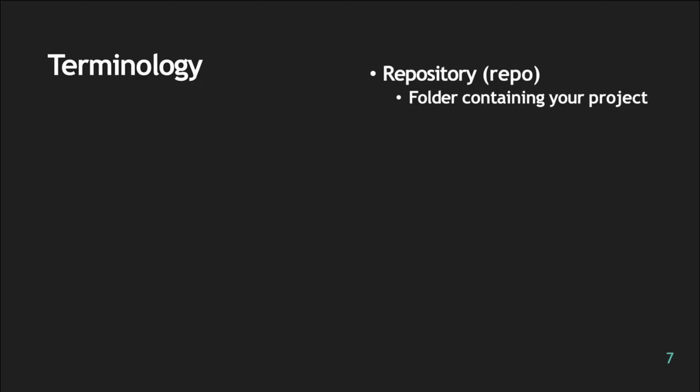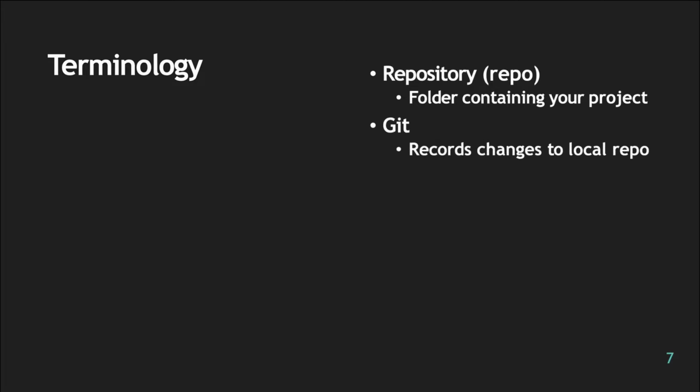I also want to talk a bit about the terminology I may have used already and that we will typically use when talking about these systems. The first one is repository, or repo for short. This is the folder of your project, and it contains all the project files and also the entire history that you manage with Git.